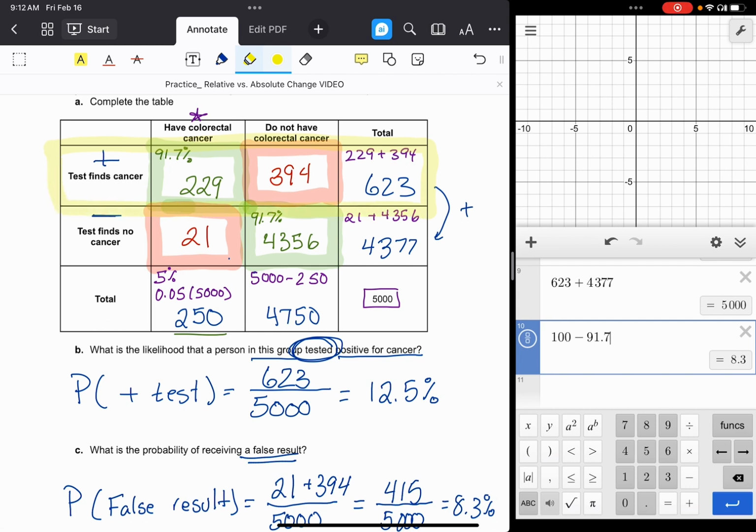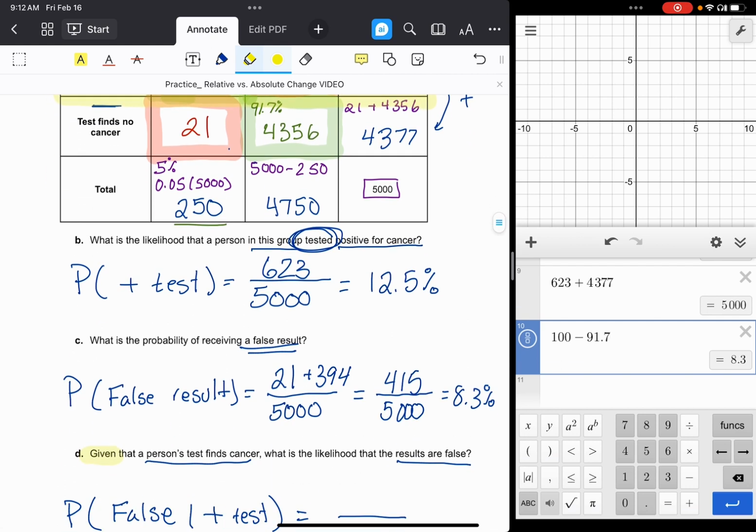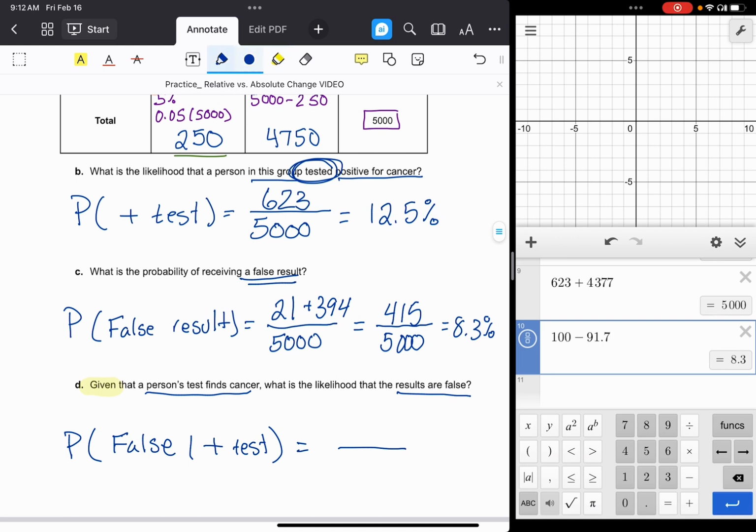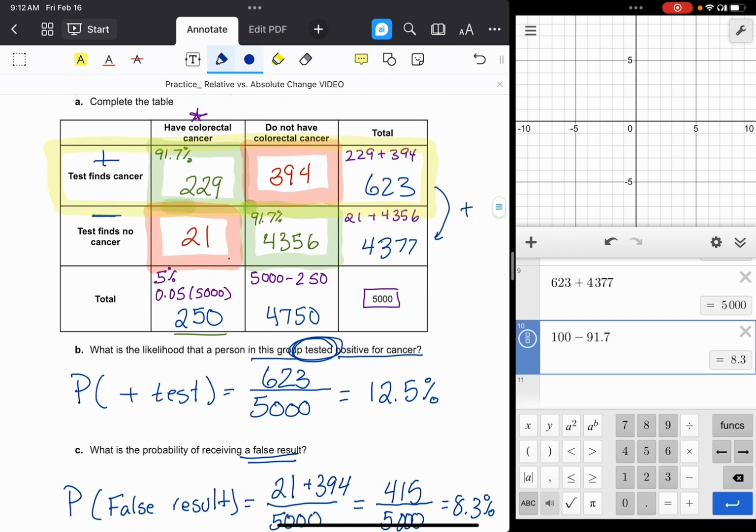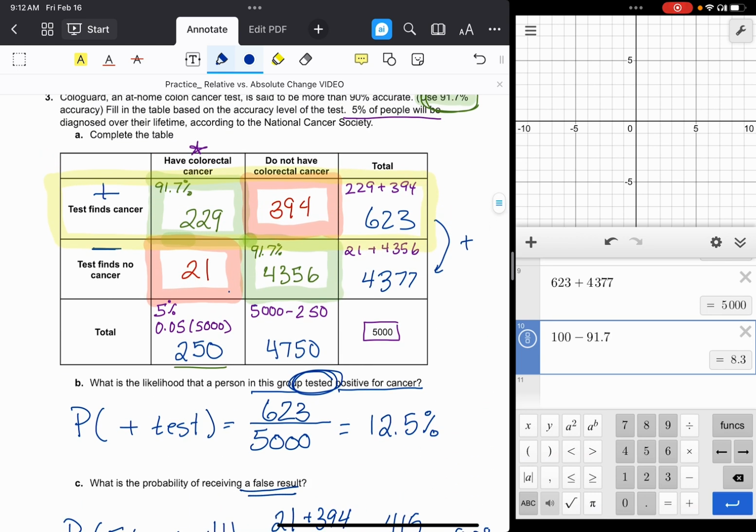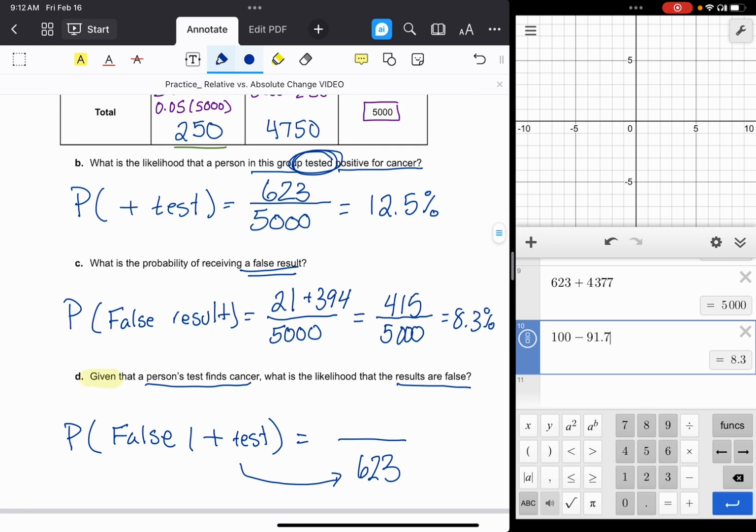So this row I've highlighted in yellow. And of those, there are 623 people. And in that row, 394 of them got false results. They were told they had cancer, but they actually didn't. So we would say there are 394 out of those 623.